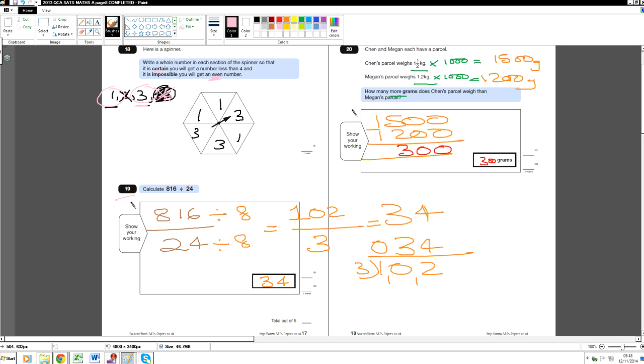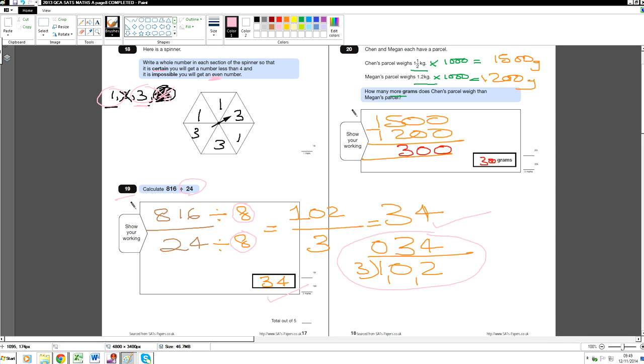Question number 19. Calculate 816 divided by 24. This was done a few weeks back in a previous paper, and we showed you that this can be done rather than using long division techniques. We can use a cancelling technique. So we looked at these numbers 816 and 24, and we realized in the class that we could divide them by 8. So we divided the top and bottom by 8, and we got 102 divided by 3. Then we worked out 102 divided by 3 using the bus stop technique, and that very quickly led us to the answer of 34. And that's the end of that question.